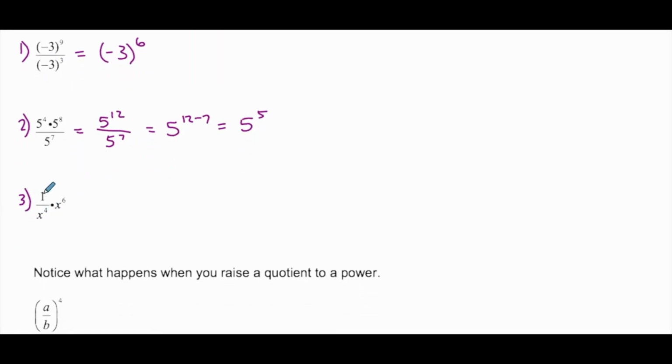Here, if you have 1 over a number, so you have a fraction, times a whole number, it's the same thing as saying 1 over x to the 4th here, times that whole number over 1. This makes it a division problem. X to the 6th over x to the 4th, which just makes it x.